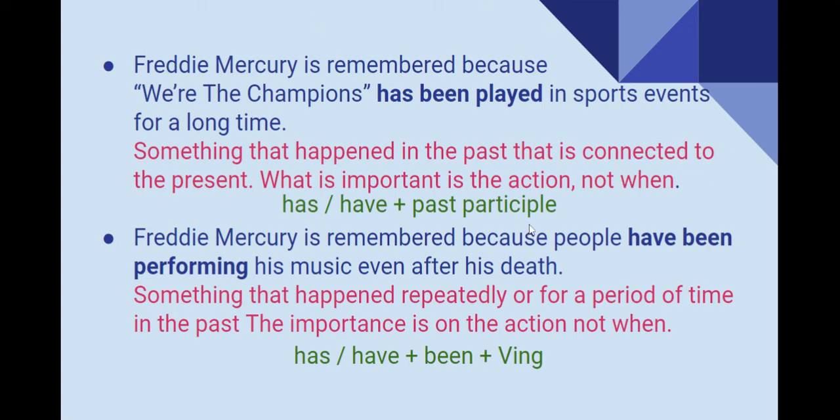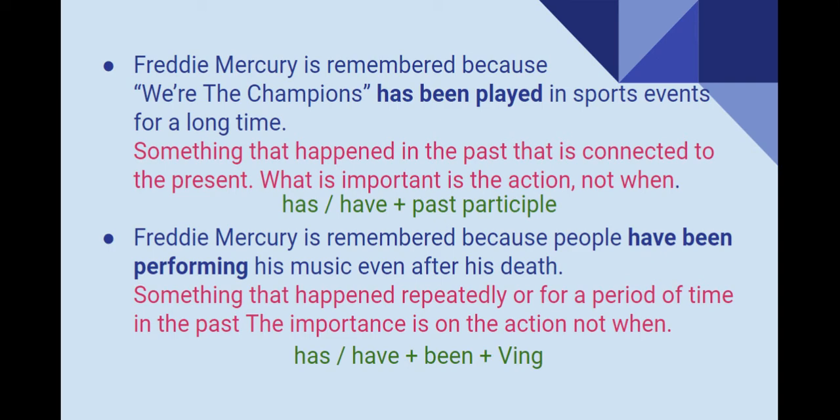the present perfect, has or have plus the past participle, to talk about something that happened in the past and is connected to the present. What is important is the action and not when this happened. If you're being specific on when these things happened, you're going to be using a word such as since or for.